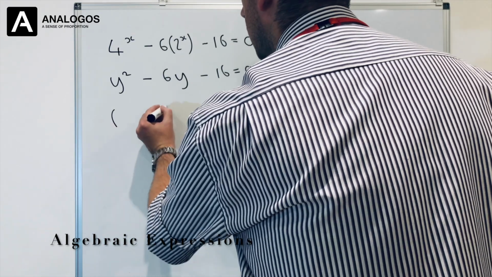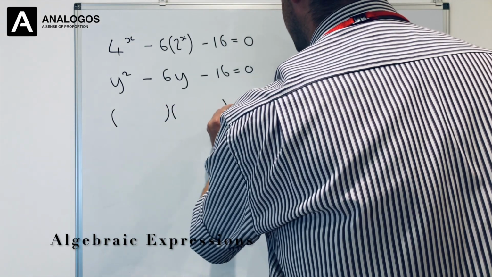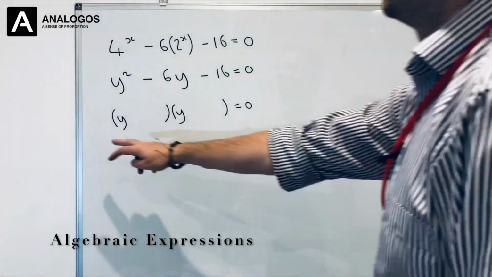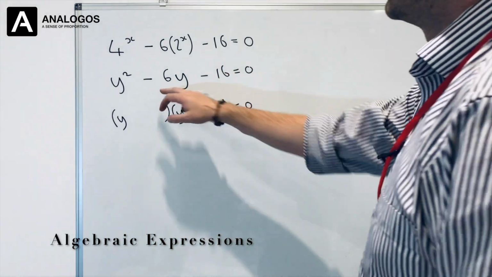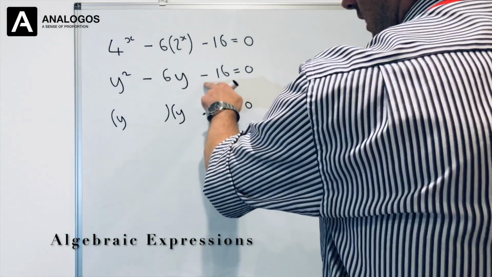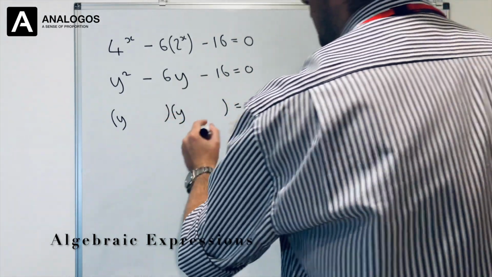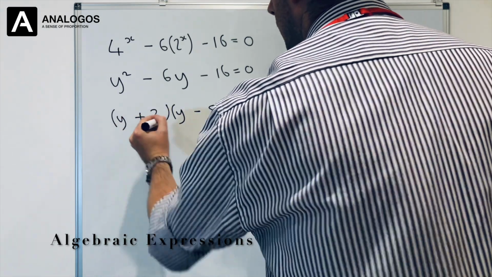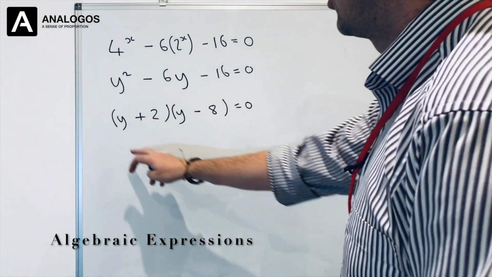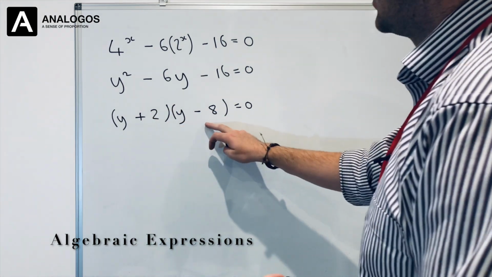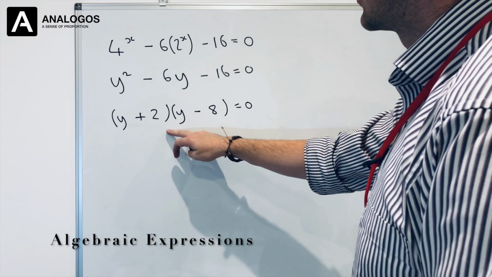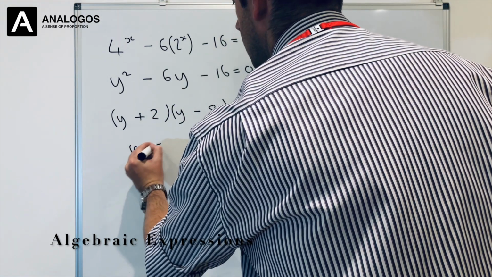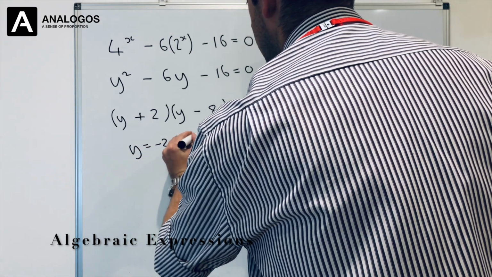You should see that you've got two sets of brackets here, and it would solve like this. You would say y and y. What are the factors of 16 that would give you factors of minus 16 that would give you minus 6? Okay, so that would be minus 8 and plus 2. Double check using FOIL. y squared minus 8y plus 2y would be minus 6y minus 16. Okay, therefore y equals minus 2 and 8.